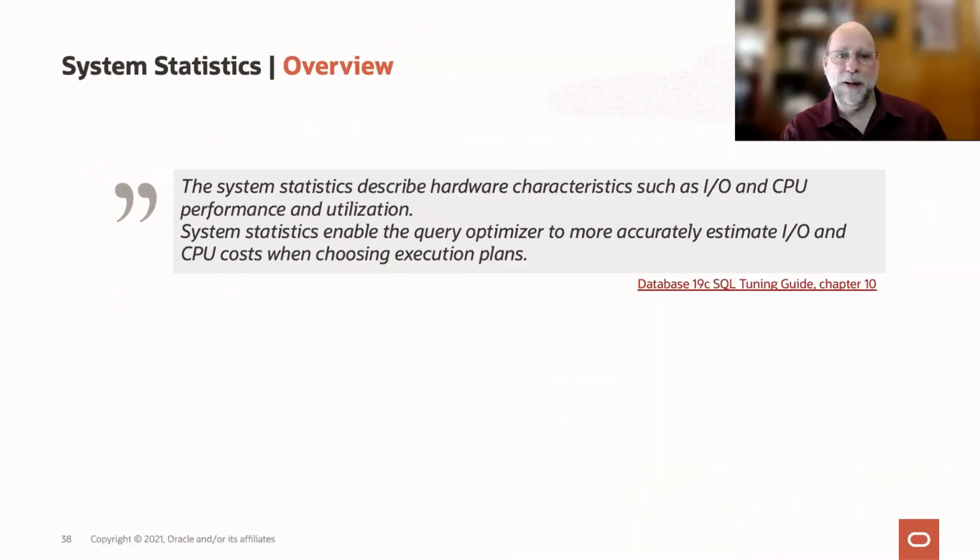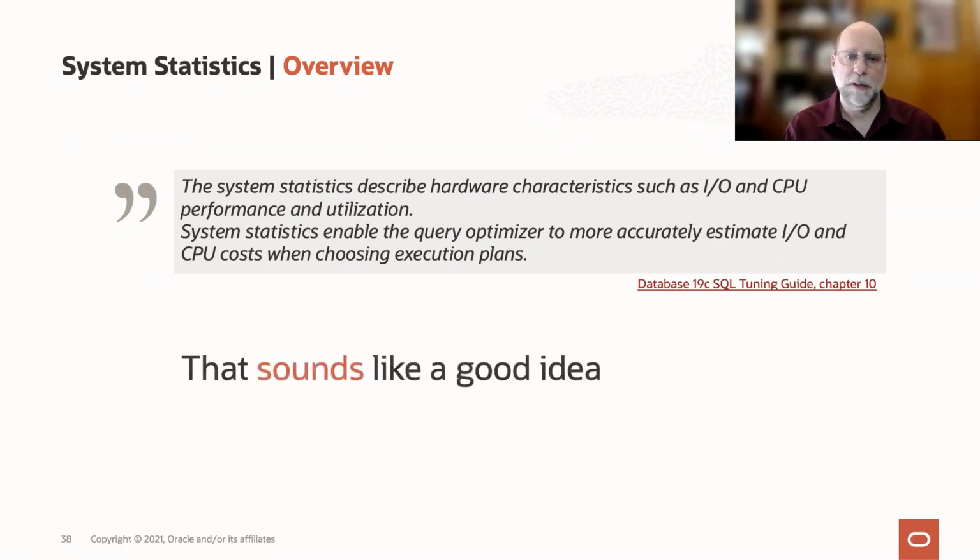So let's talk about these system statistics. Now, system statistics are one of the lesser known classes of statistics in the database. Most people think about stats on indexes and on tables, but system stats have been there for a while. And if you do know about them, it might be because of the tuning guide, where it gives you this kind of description, which makes them seem very appealing.